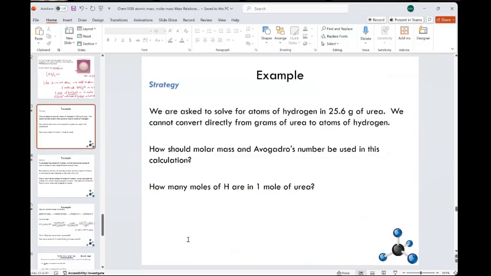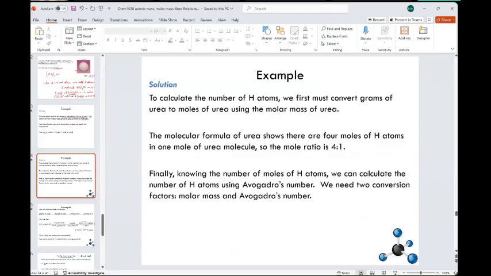So the strategy, because it's a little large problem, but very important, I have given the explanation. We are asked to solve for atoms of hydrogen in 25.6 gram of urea. We cannot convert directly from grams of urea to number of atoms of hydrogen. So how should molar mass and Avogadro's number be used in this calculation? How many moles of hydrogen are in 1 mole of urea? So these are our thought process.